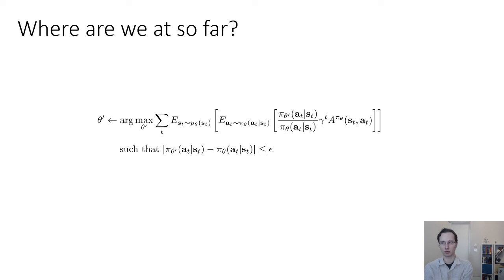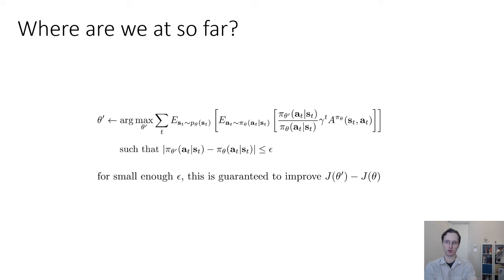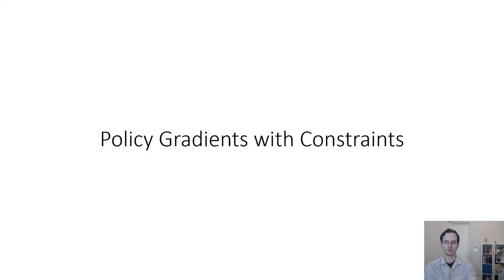How do we maximize this objective? We take its derivative with respect to theta prime, and theta prime only appears in the importance weight, so when we take its derivative, we get exactly the policy gradient. So our derivation has shown so far that this is a good thing to do if theta prime stays close to theta. For small enough epsilon, this is guaranteed to improve J theta prime minus J theta, which means it's guaranteed to improve the RL objective. In the next part of the lecture, we'll talk about how to actually do this in practice.